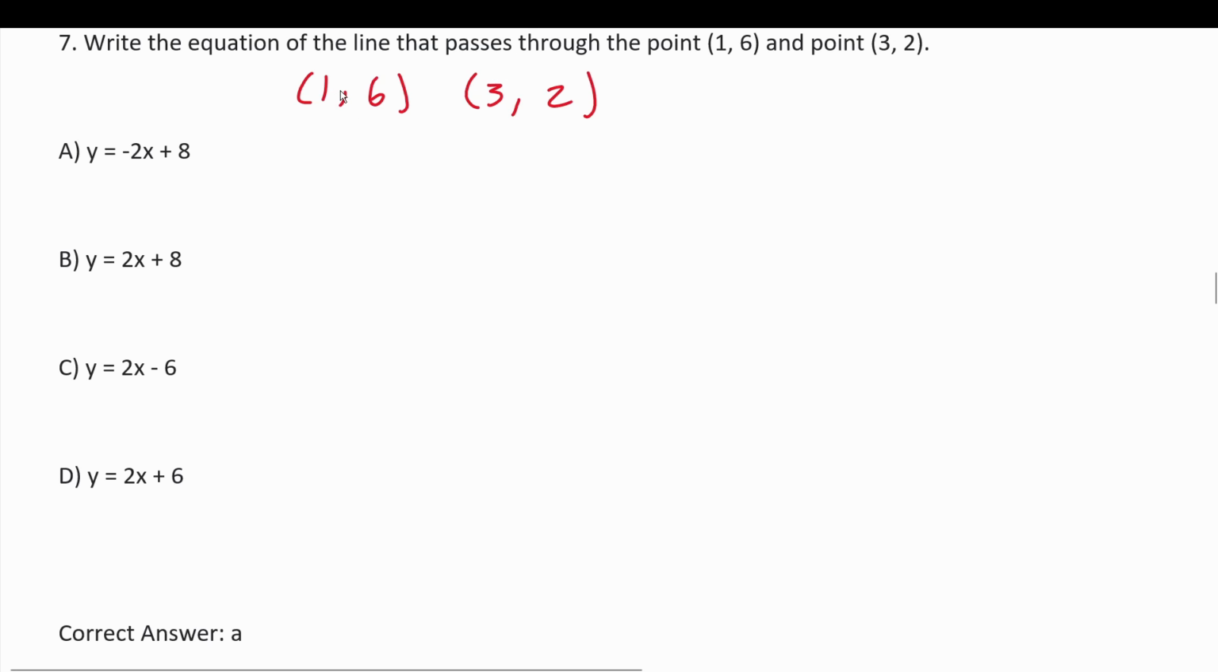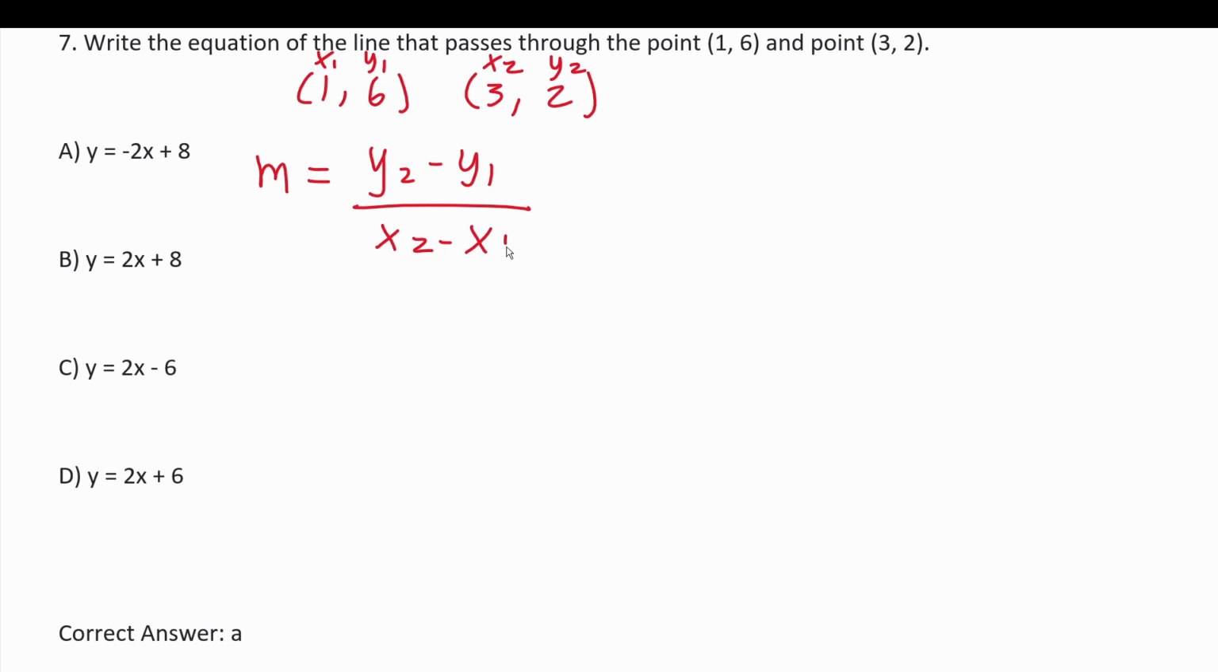So what I'm going to do is label these. I know this is x1, y1, which makes this x2, y2. The next thing I'm going to do is try to figure out what the slope of the line is that passes through these 2 points. And we can use the slope formula to do that. That's m, which refers to slope, equals y2 minus y1 over x2 minus x1.